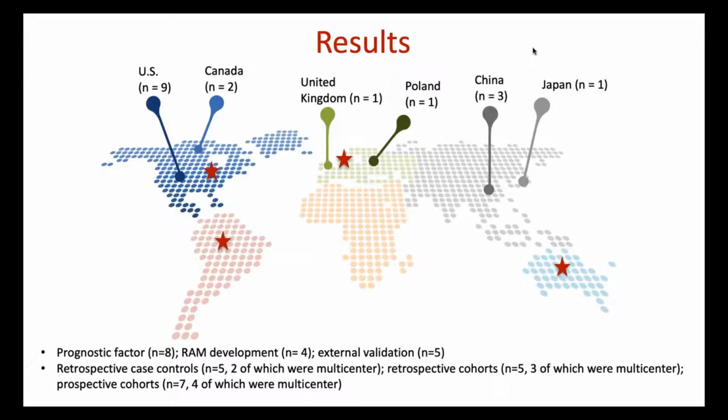We included 8 prognostic factor studies, 6 risk assessment model development, and 5 validation studies. The study designs included case controls and retrospective and prospective cohorts, some of which were multi-center. The studies were conducted in different areas of the world, as you can see here. For example, the IMPROVE Investigator study included around 50 sites in North and South America, Europe, and Australasia.